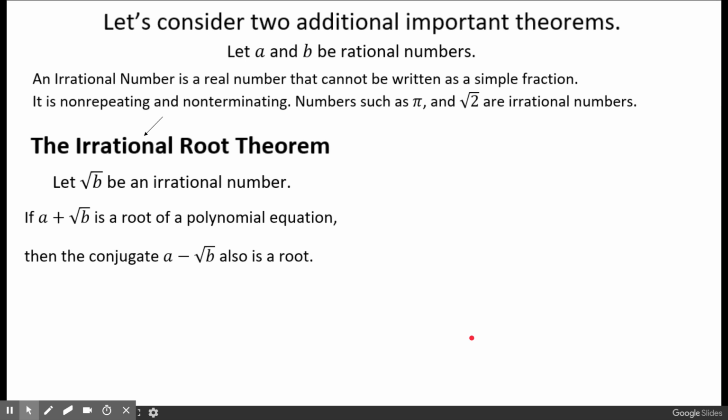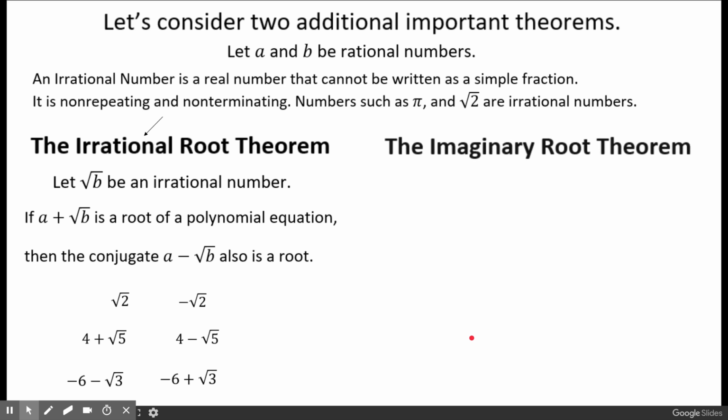The irrational root theorem says that if you have one irrational root, you have the conjugate as also an irrational root. So, for example, if we have root 2, we know negative root 2 is a root. If we have 4 plus root 5, we know 4 minus root 5 is a root. If we have negative 6 minus root 3, we know that negative 6 plus root 3 is a root. They come in pairs. Irrational roots come in pairs.